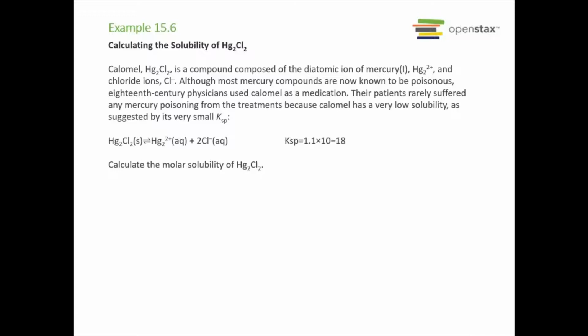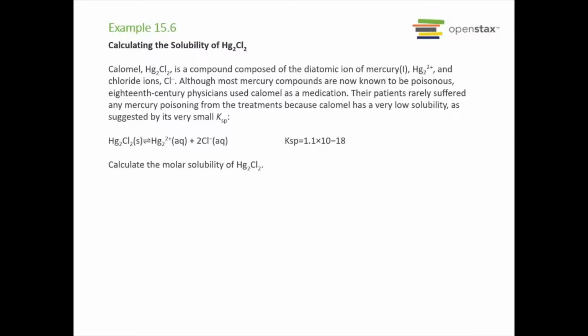So calomel, Hg2Cl2, is a compound composed of the diatomic ion of mercury(I), which is Hg2 2+, and chloride ion, Cl-. Although most mercury compounds are now known to be poisonous, 18th century physicians used calomel as medication. Their patients rarely suffered any mercury poisoning from the treatments because calomel has a very low solubility, as suggested by its very small Ksp. That should be an exponent. And then we're given the equation and Ksp, and we want to find the molar solubility of Hg2Cl2.